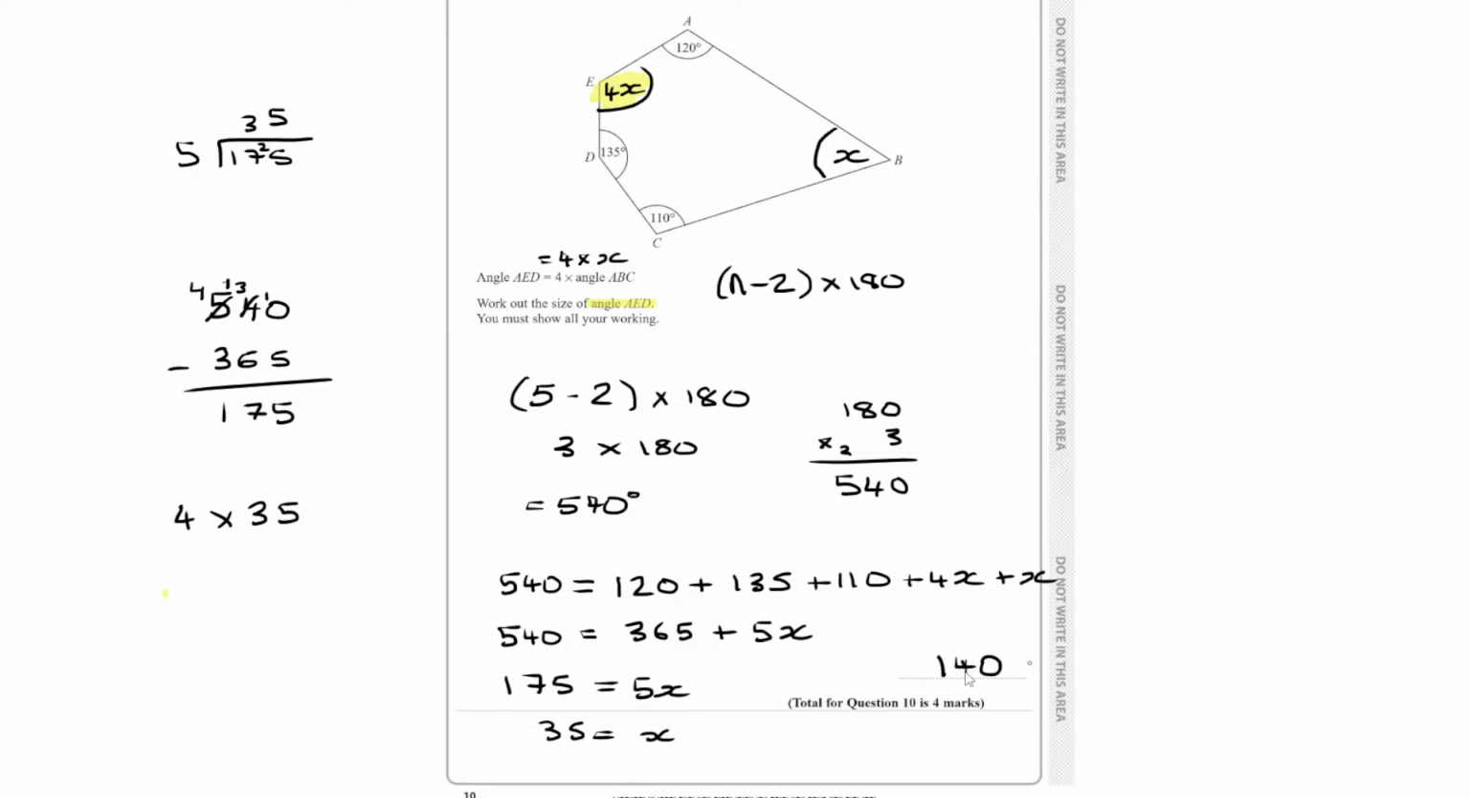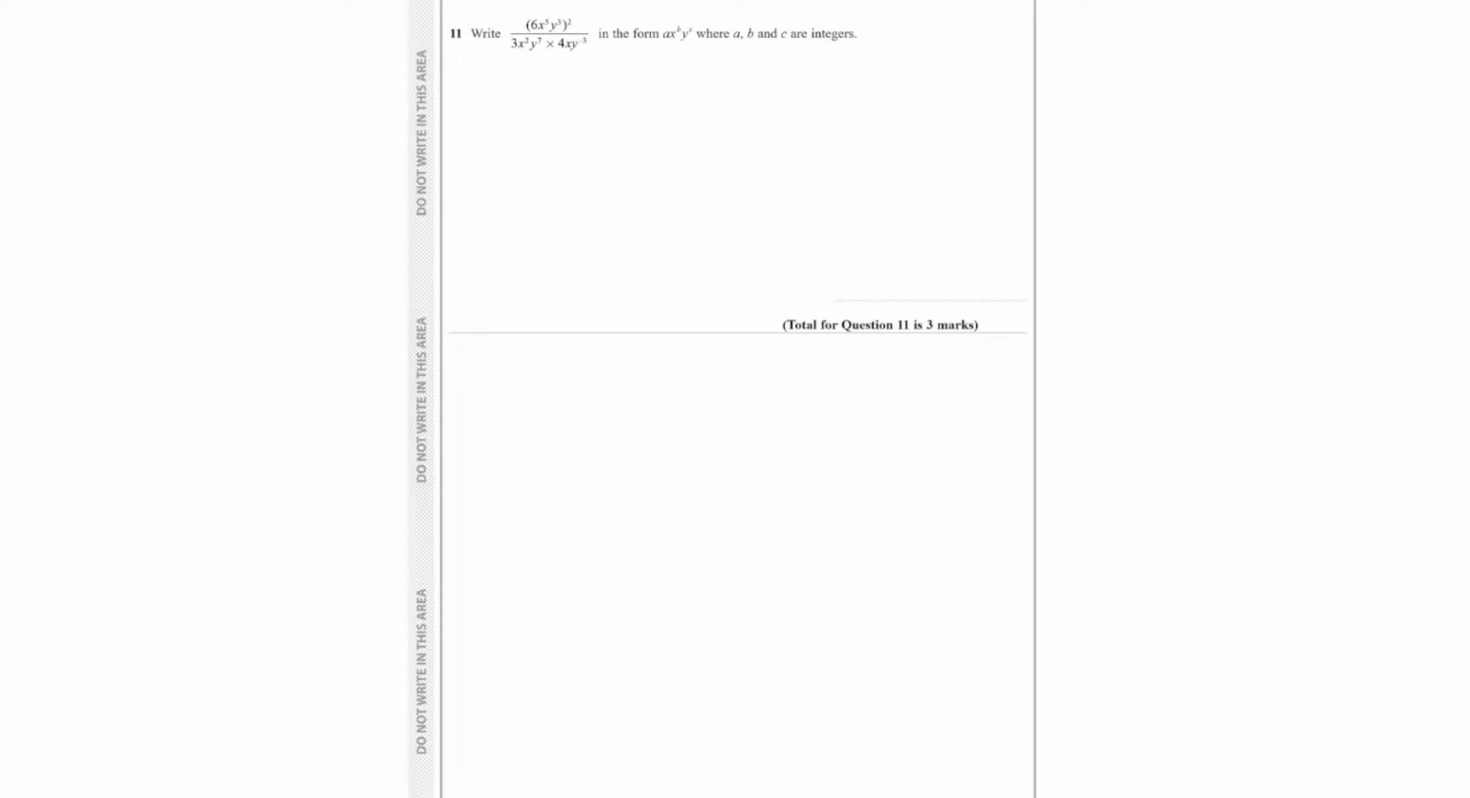So just double check. Is my answer the final answer? Do I need to go back and do something else? 140 is our answer. Okay, this one I think we should zoom in a little bit.